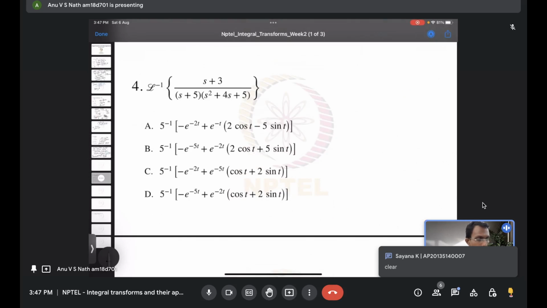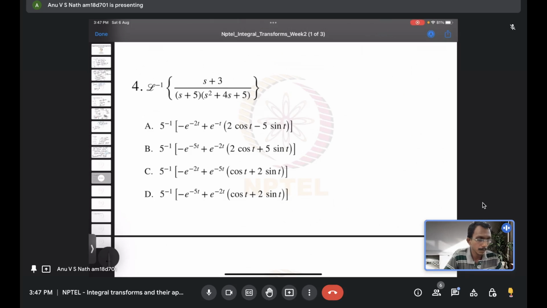This is to find the Laplace inverse of a function which is basically a ratio of polynomial functions, like s plus 3 divided by s plus 5 into s square plus 4s plus 5. So you can try yourself. I'll wait for a while, then we'll start. You can use this method, basically you have to use the properties of Laplace transform, like the shifting properties and all. Also before that you have to do a partial fraction. Okay.